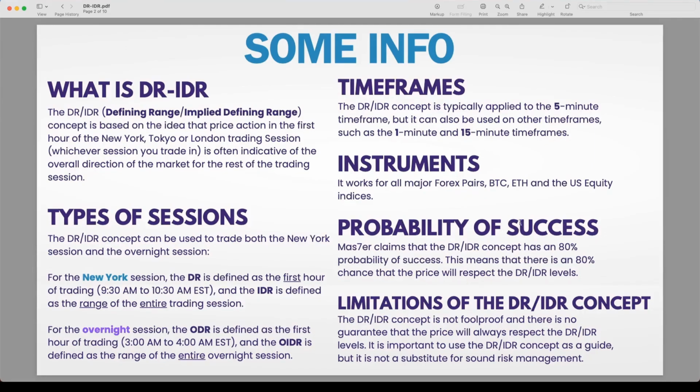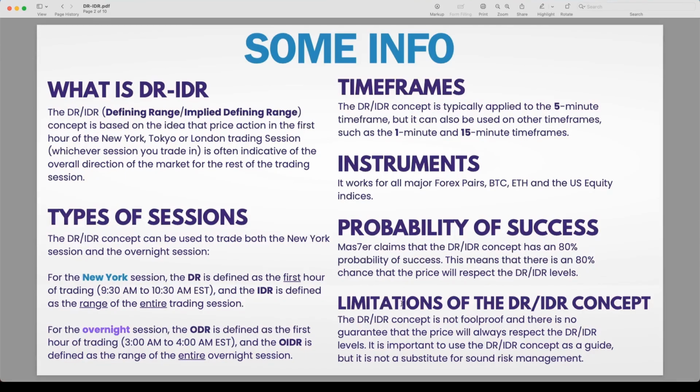Next, the probability of success. Master claims that the DR-IDR concept has an 80% probability of success. This means that there's an 80% chance that the price will respect the DR-IDR levels. Now, I'm going to be completely honest here. I don't think that this actually has an 80% probability of success. People that have already been testing this concept since it came out also claim that this is a bit exaggerated. But you can backtest this yourself and see if there is some sort of truth to this. But again, personally, I don't think this is accurate. But I do think there is enough success in this that it's worth diving into.